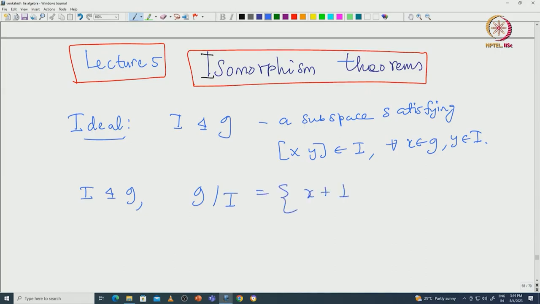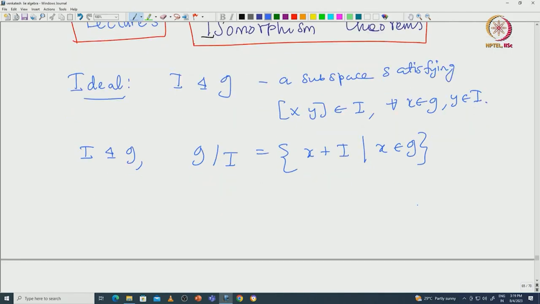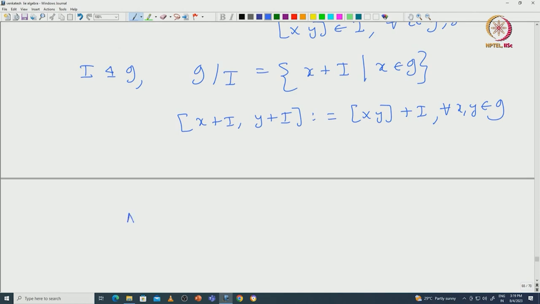all these translations of I by elements of G. Then we defined a Lie product using the Lie product of G: the bracket of x plus I and y plus I was defined to be [x, y] plus I for all x, y inside G. We verified that G modulo I is a Lie algebra with respect to this induced product. We also saw that this quotient map, which we denoted by pi, from G to G modulo I given by x goes to x plus I, is a Lie homomorphism.